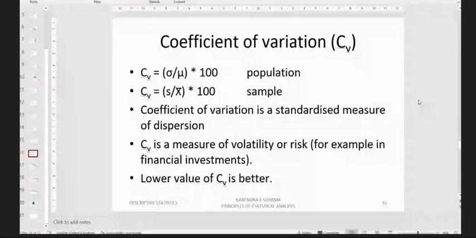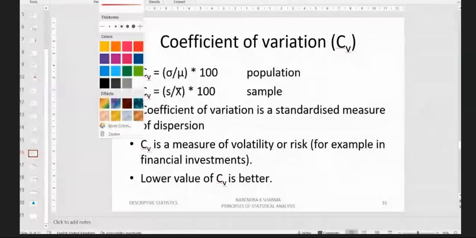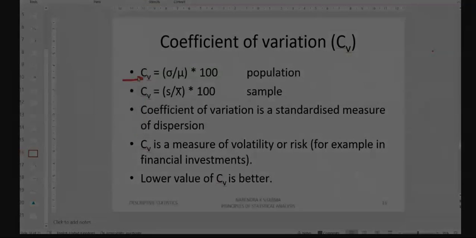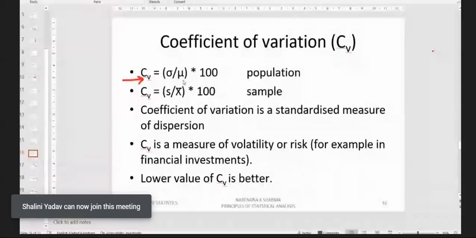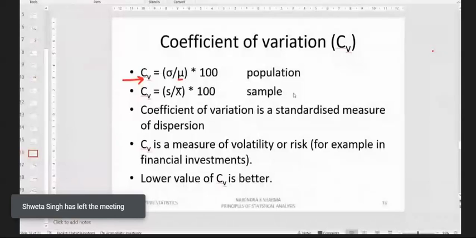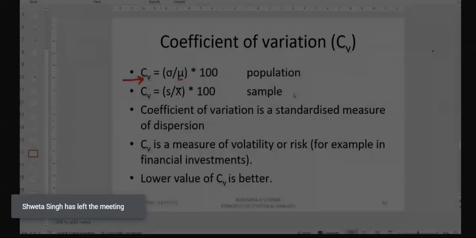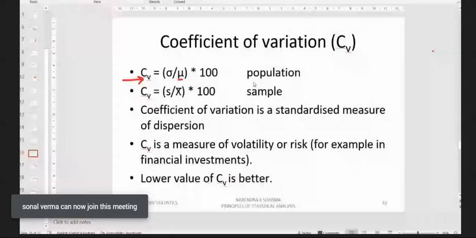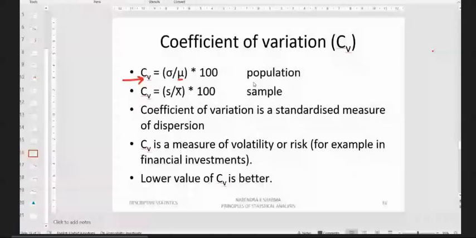For a population, the coefficient of variation is written as sigma by mu. Mu is also a Greek letter, and its capital is M, but don't worry about that. So the Greek letter is mu, times 100. For a population the formula is the same, standard deviation divided by mean into 100. That is the percent coefficient of variation in the data.